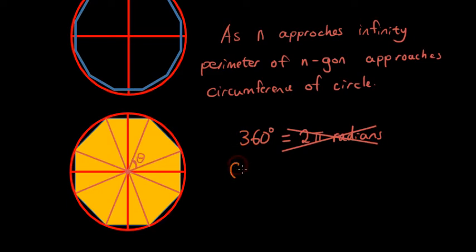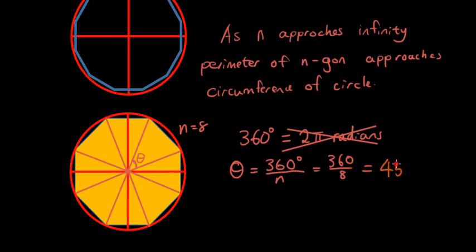So theta is going to be equal to 360 divided by n, because we have n number of triangles. Here n is equal to 8, because there are 8 triangles. It's an octagon, an 8-sided shape. So theta will be 360 divided by 8, which will equal 45 degrees.